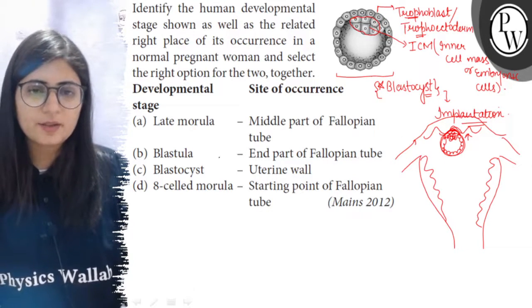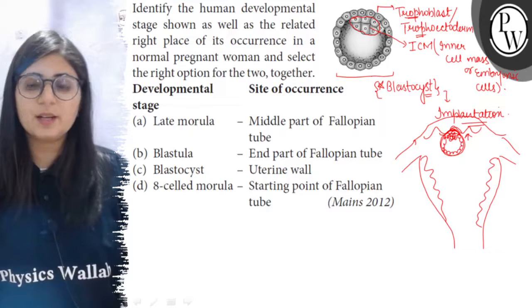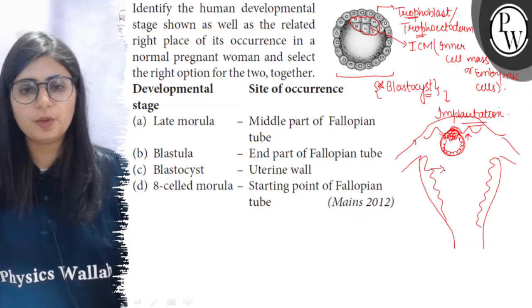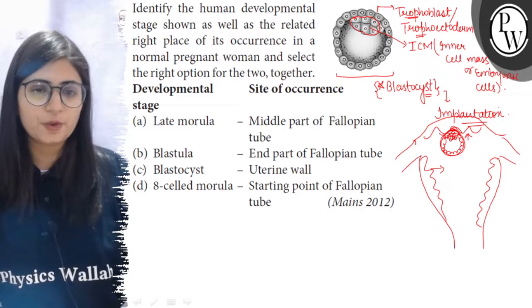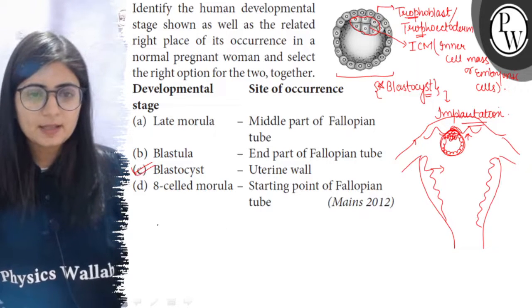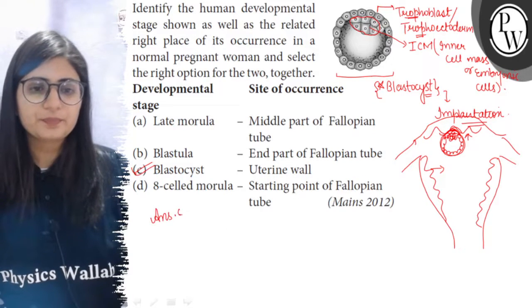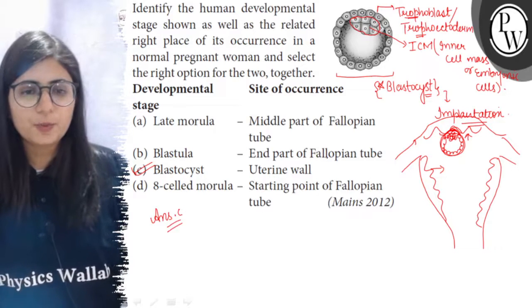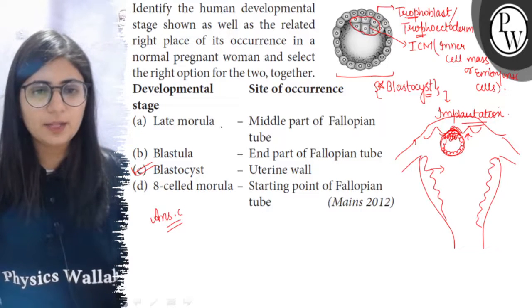So the right answer of this question is blastocyst and uterine wall, because this is the endometrium, which is the innermost lining of the uterus. So the right answer is option C. If we look at the other three options as well, so these are the late morula.